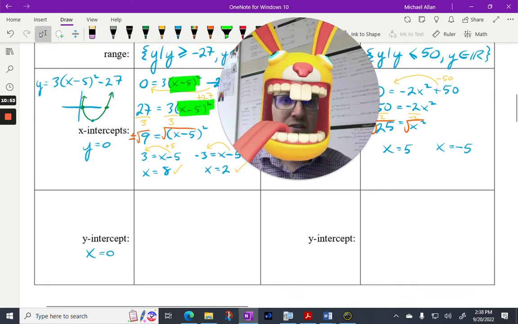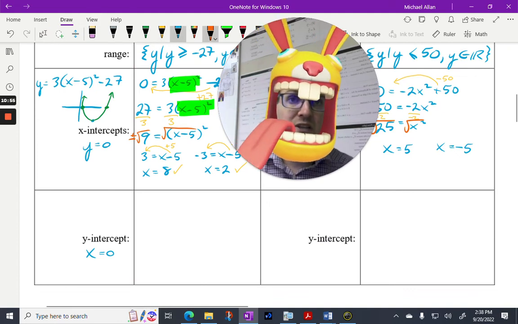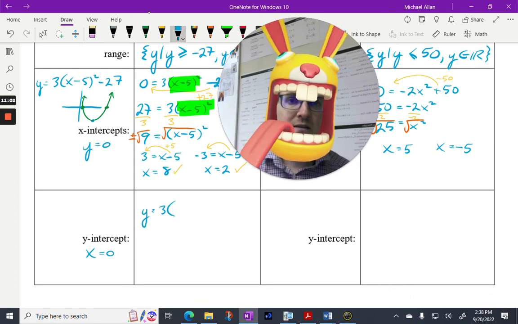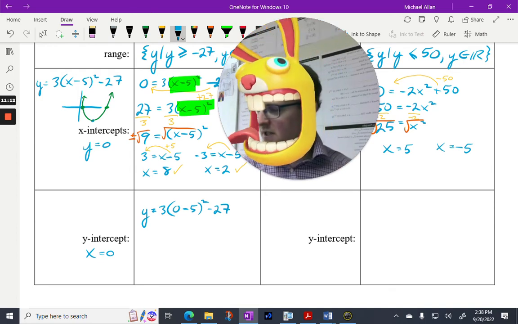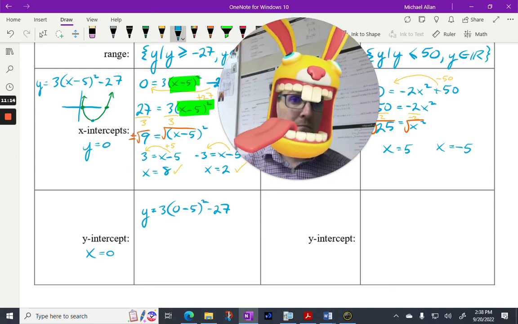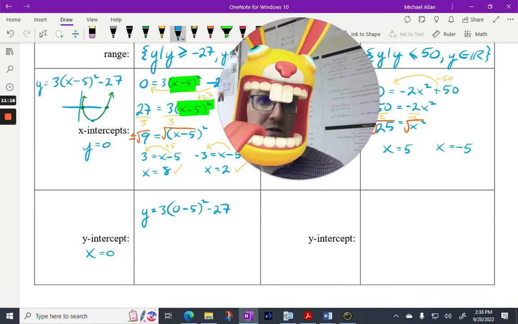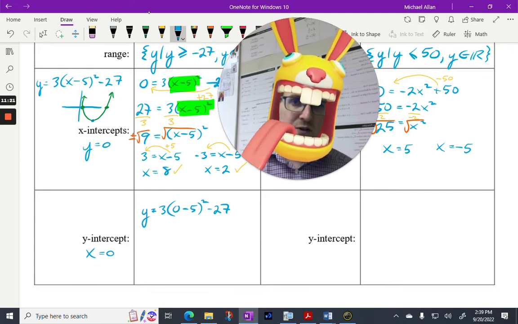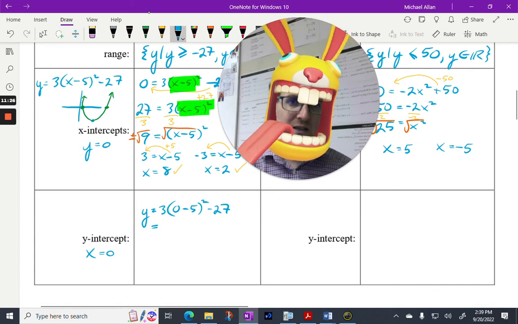My x-intercept's a little bit easier to do. No rearranging needed. You can just plug it right into your calculator after you do this first step. So y is equal to 3 times (0 minus 5) squared minus 27. Just plug it into your calculator and see what happens. I'm going to pull my calculator up. I'm going to show the steps, but if you just write this exactly the way it is in your calculator, you get the right answer.